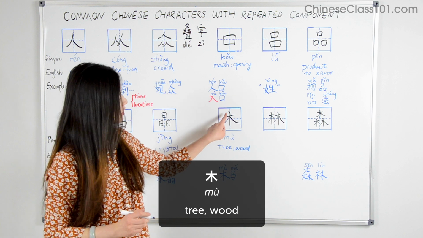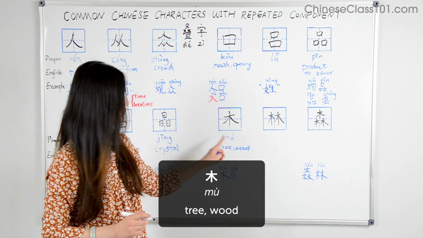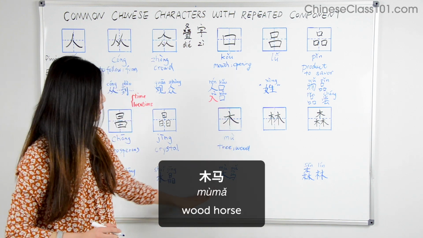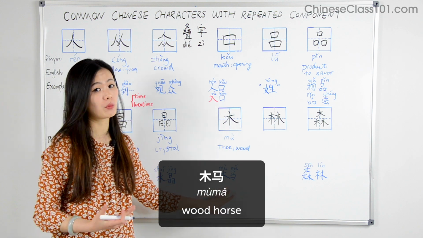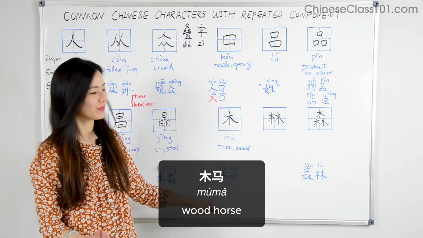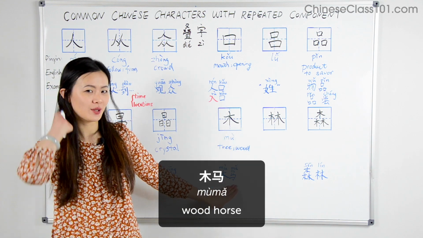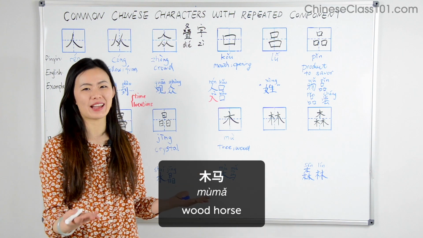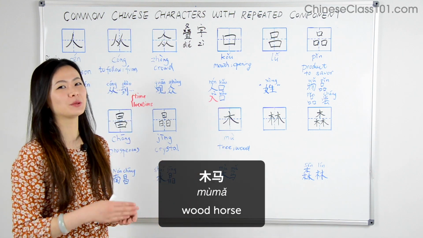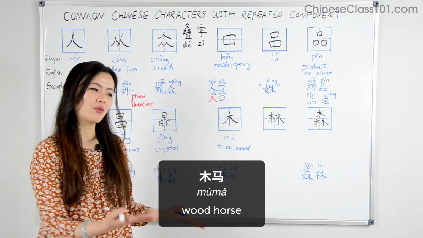Doesn't this kind of look like a tree, this character? 木, as in the word 木马. Do you know what a 木马 is? 木 is wood and 马 is horse. So wood horse is a toy horse that's made of wood that rocks back and forth for kids to ride on.